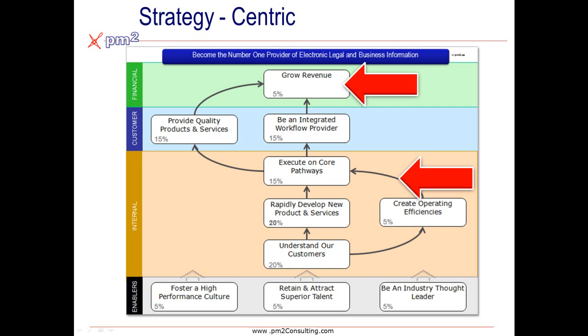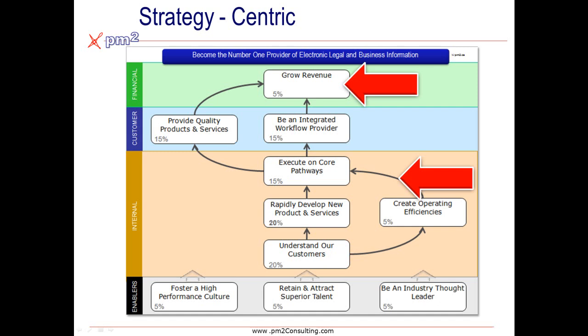Let's talk about the linkage for a second. In this example, this organization feels they need to understand their customers to do two core things. Thing one is, by understanding our customers, we can understand where we need to be working towards creating operating efficiencies without eroding the customer value equation. And secondly, it helps us identify which new products and services we should be investing in. So, understanding our customer allows these objectives to occur.